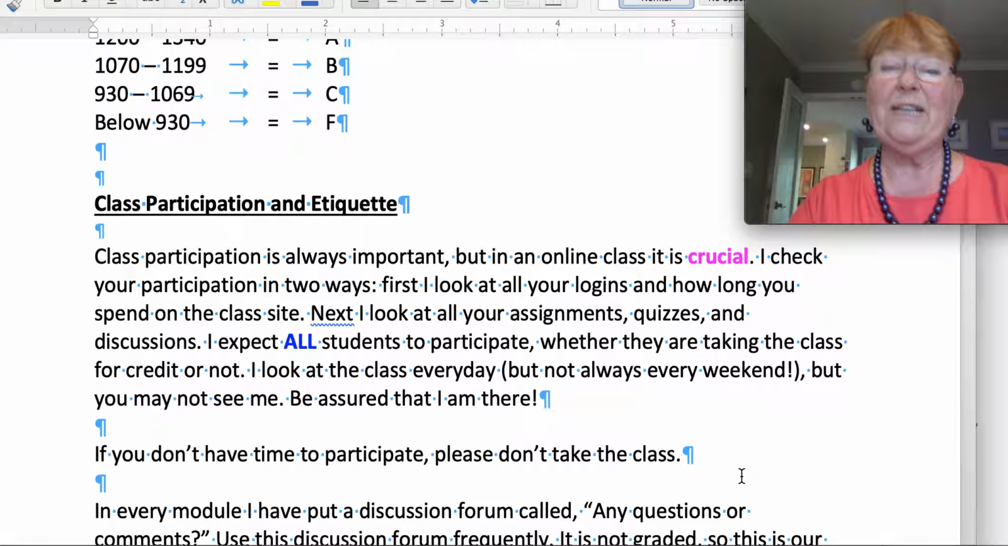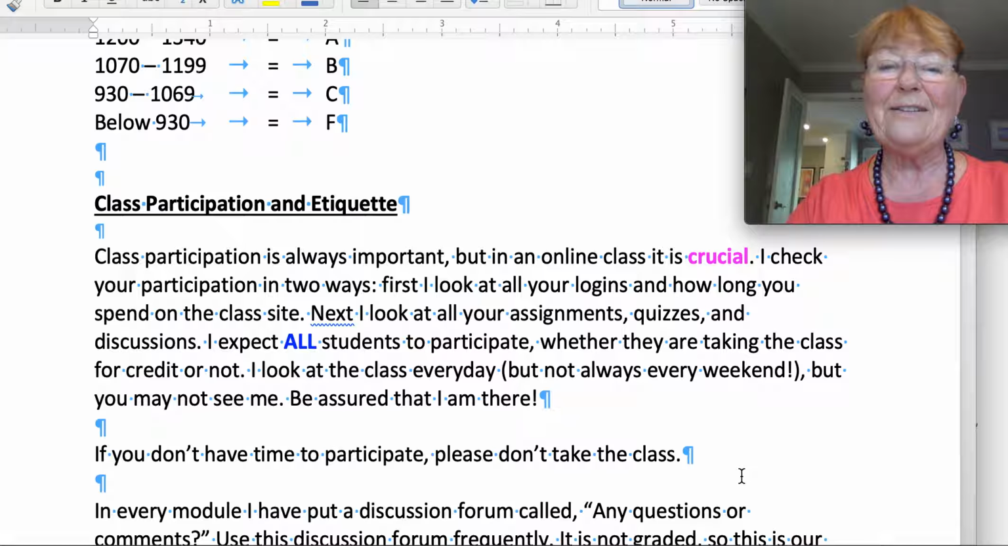Now this is important, class participation and etiquette. Class participation is always important in any class, but in the online class it really is crucial. Now I check participation in 2 ways. First, I look at all your logins and how long you spend on the class site. Next, I look at all your assignments, quizzes, and discussions. Now I expect all students to participate in this class, whether you're taking class for credit or not.